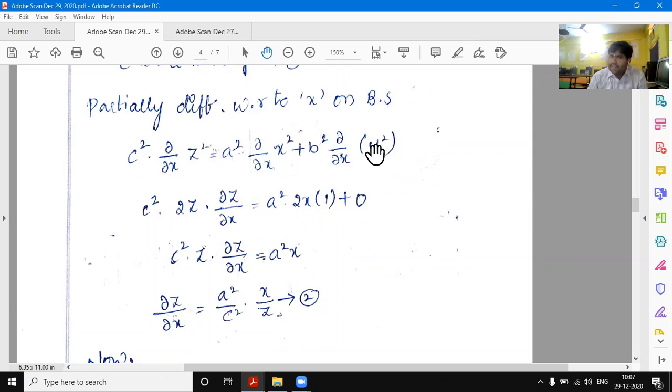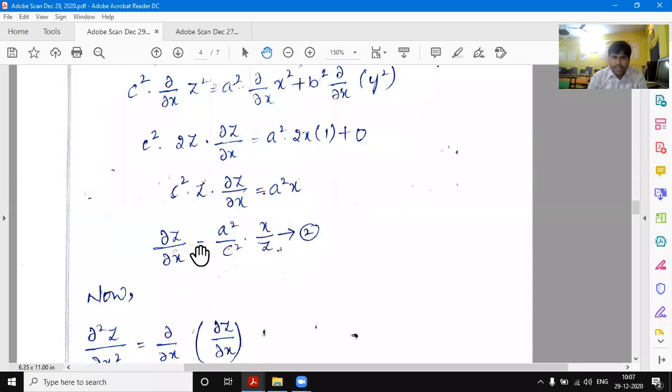So y is constant. Y is not containing x values. Y values are in y, x values are not there. So we can make that 0, because we have to treat it as constant. So dou by dou x into y square becomes 0. Then c square into z dou z by dou x. These two get cancelled: in LHS a 2 is there, in RHS a 2 is there. So remaining is c square into z, dou z by dou x is equal to a square x.